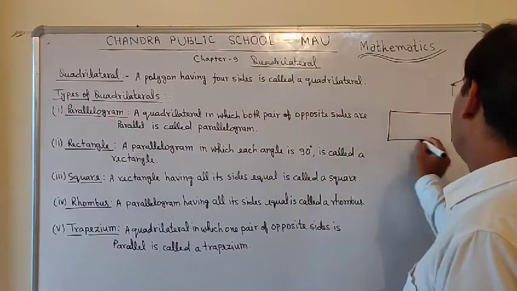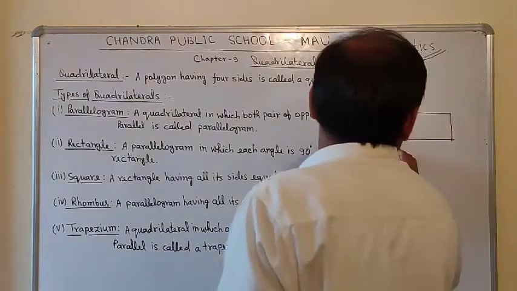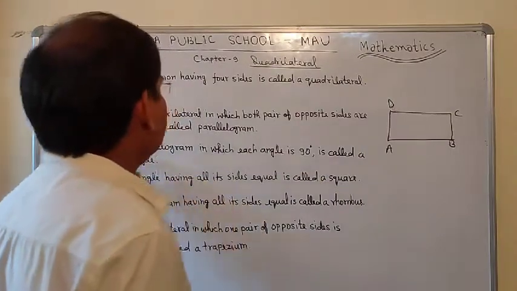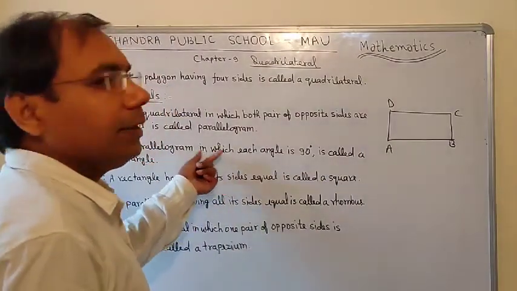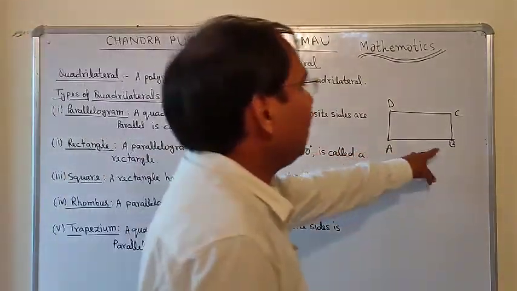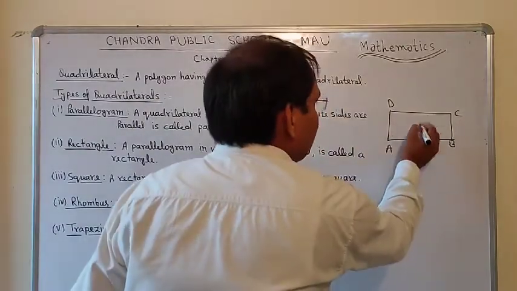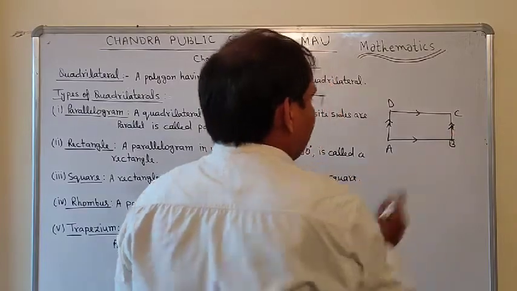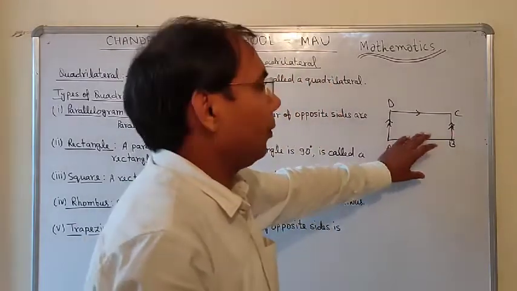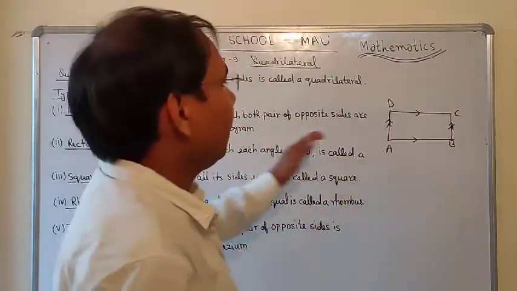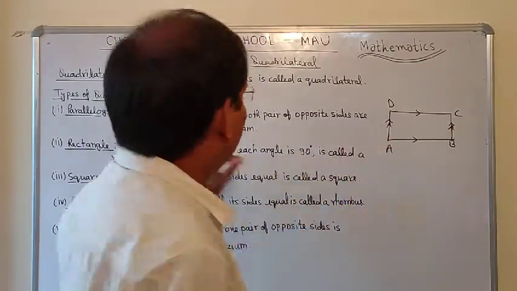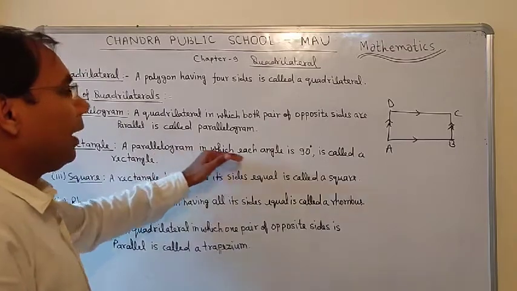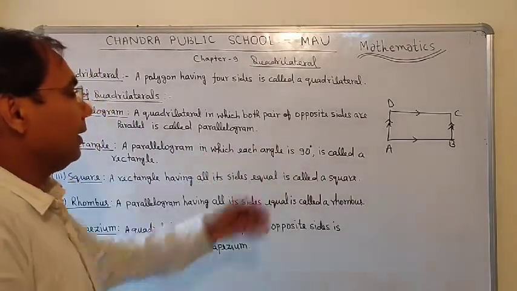So if I draw A, B, C, D, in the definition it is given that a rectangle is also a parallelogram. Here in ABCD, AB and CD are parallel as well as AD and BC are parallel. It means ABCD is a parallelogram, according to the definition of the parallelogram. But here one more property is there in the rectangle: a parallelogram in which each angle is 90 degrees.